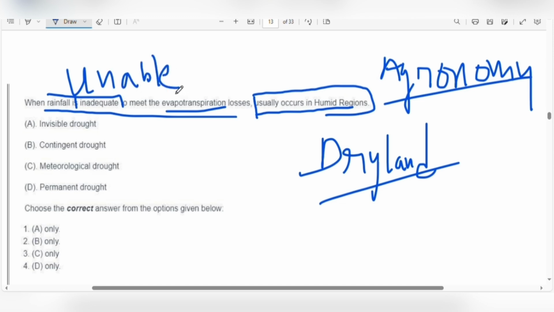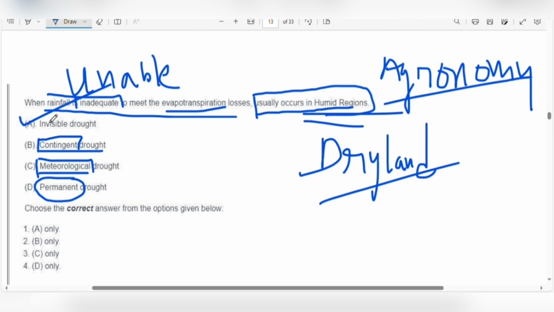So what kind of drought can it be? If you have read it, you know by now that it is invisible drought. But even if you don't know it, with common sense you can see. Contingent drought: you know the meaning of contingent, that if there is an abrupt failure of rainfall, then we can call it contingent drought. Meteorological drought: meteorology is related to weather and climate. Here they are saying it occurs in a humid region and there is presence of rainfall. So we cannot say it is a meteorological drought, because meteorological drought happens when there is lack of rainfall, long dry spells, no rainfall. And permanent drought is not possible, because there is a humid region with presence of rainfall.